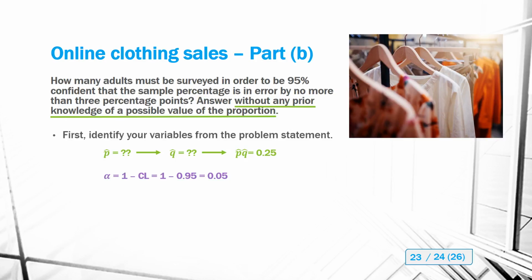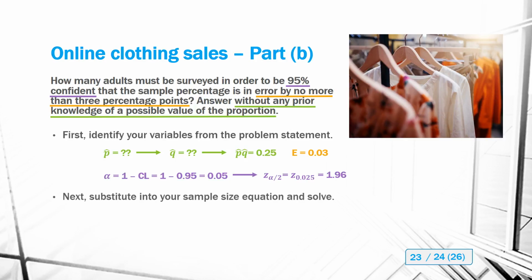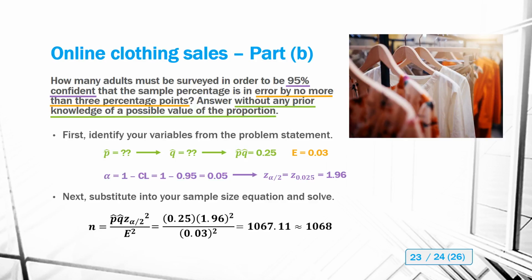Our alpha didn't change. It's still 0.05 because, again, we still want to be 95% confident. So that leads us to the same z-score critical value, 1.96. And our margin of error did not change because, again, we want to be in error by no more than 3 percentage points. So now we have our variables. Go ahead and substitute what we have into our equation and solve. So here's our sample size equation. We substitute in what we have, punch this out, and we get 1,067.11, which rounds up to 1,068.